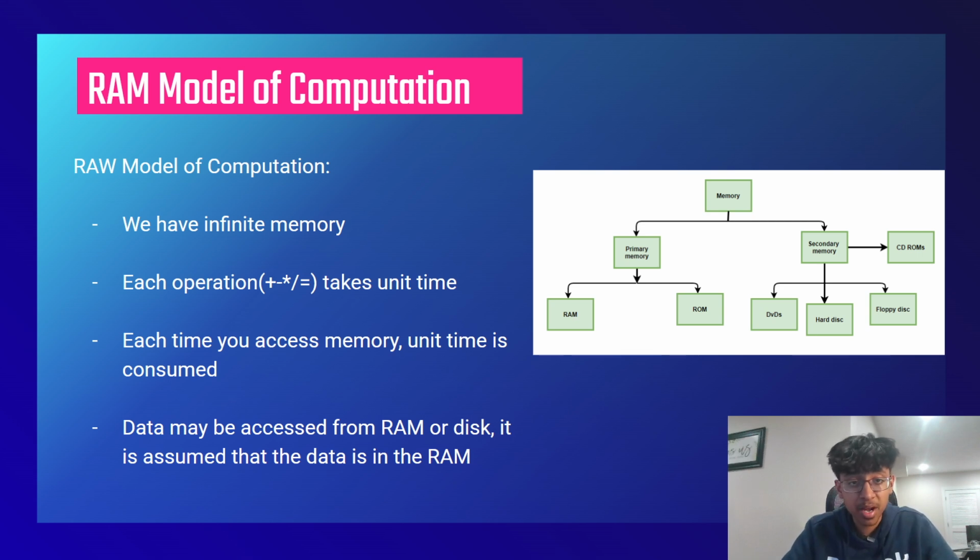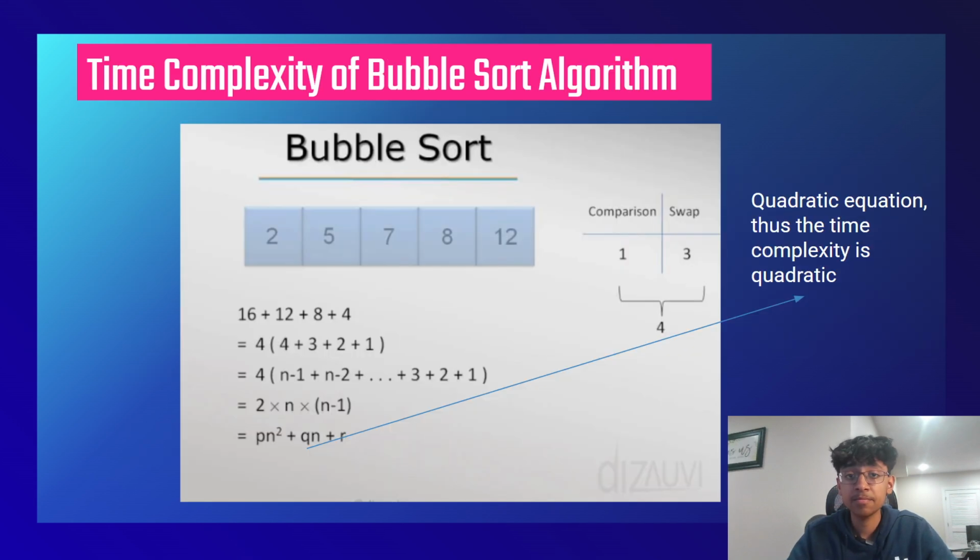Now let's look at the RAM model of computation. In this format, we have infinite memory. Each operation, so plus, minus, multiplication, division, and equal sign, takes a unit amount of time. And every time you access memory, unit time is consumed. Data may be accessed from the RAM or the disk, but it's assumed that the data is in the RAM. The picture on the right shows the breakdown of how this works in the RAM model.